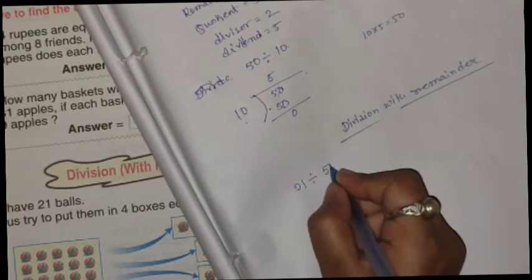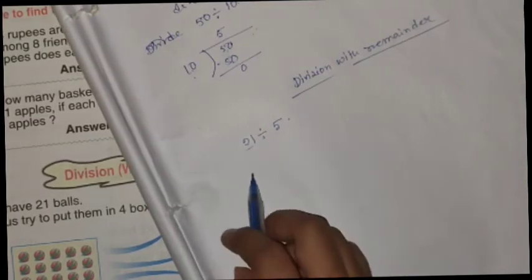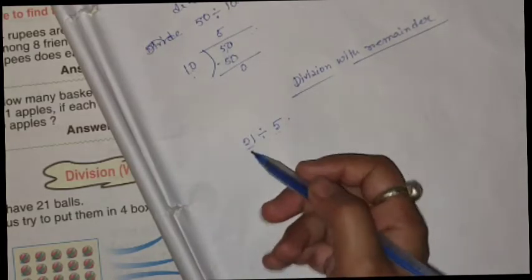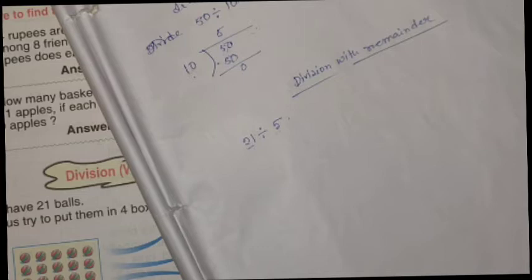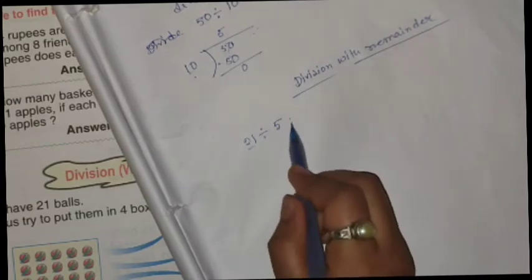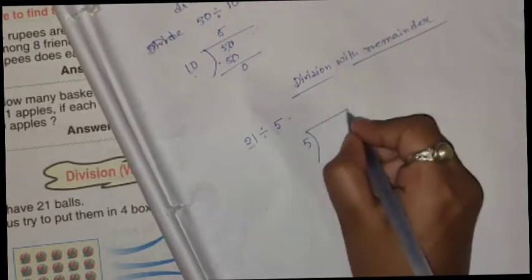21 divided by 5. So you have to divide 21 by 5. Just before, you learned how to do division without remainder, so you have to follow the same steps. First of all, you have to arrange the numbers in their respective places. 21 divided by 5 means 21 is the dividend and 5 is the divisor. So you place 21 in the place of dividend and 5 in the place of divisor, like this.